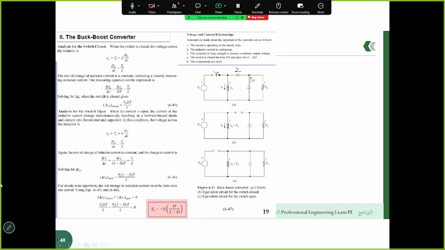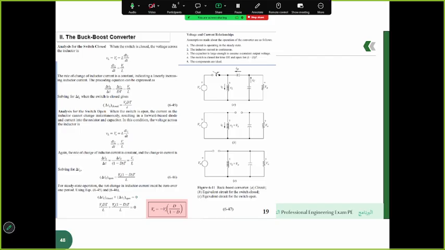Okay, this slide provides an in-depth analysis of the buck boost converter, a versatile DC to DC converter capable of producing an output voltage that can be either higher or lower than the input voltage. The analysis is based on the inductor volt-second balance principle and assumes ideal steady state operation. The converter operation is divided into two intervals depending on the switch state.